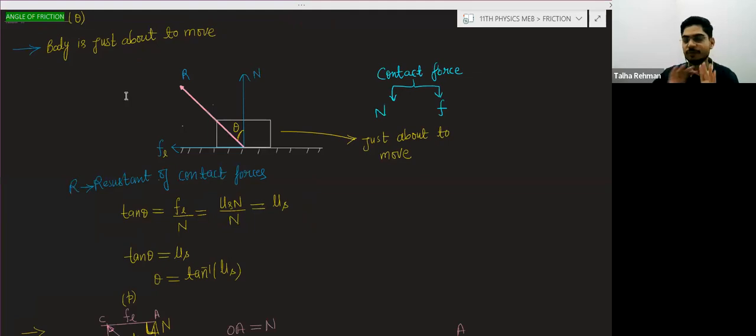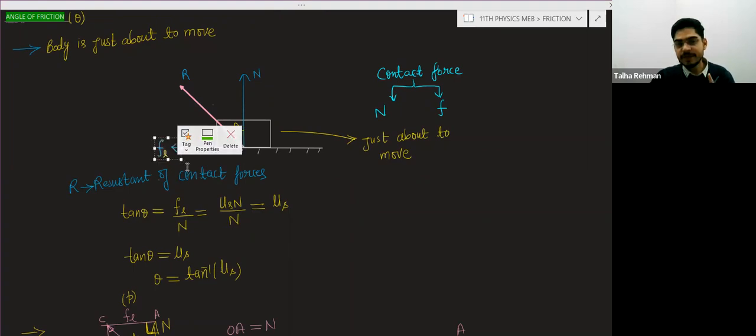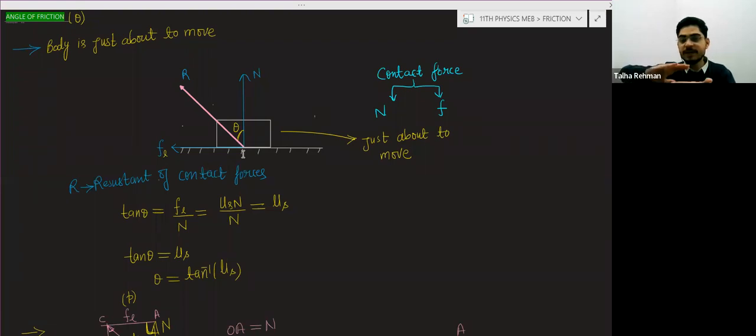Angle of friction is nothing but the angle between the normal reaction and the reaction force. There is a condition where the limiting friction force is there. You have to remember, normal reaction is also a contact force, and friction force is also a contact force, because the significance of friction is there when there is contact between two bodies.